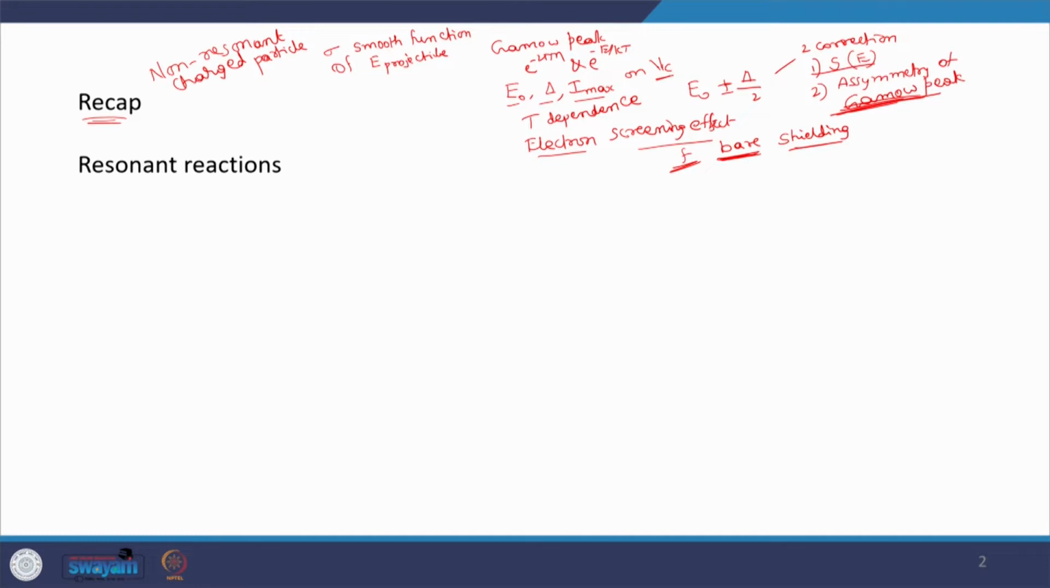Now, in today's lecture, as I said, I am going to discuss another type of nuclear reaction, that is resonant reactions. How are we going to deal with this topic? In the same way as I discussed non-resonant reactions. The aim is to write down the expression for the reaction rate for resonant reactions. How can one calculate the rate of resonant reactions? Let us see how these resonant reactions are important and how to come up with an analytical expression for the reaction rate when resonances are involved.